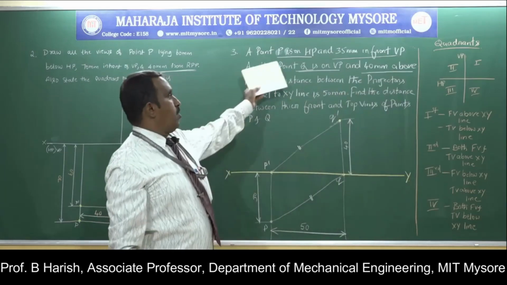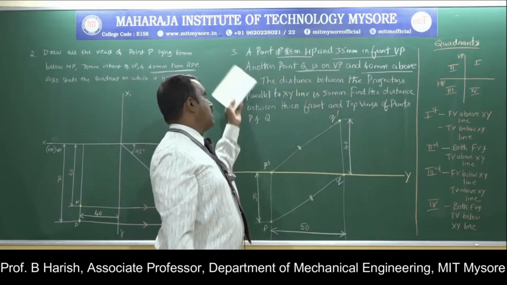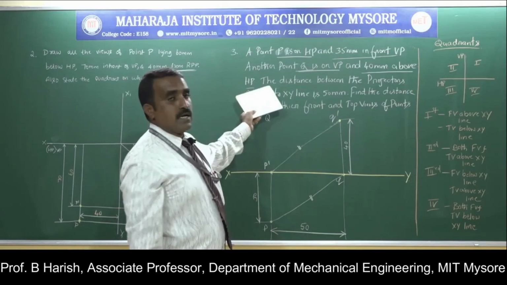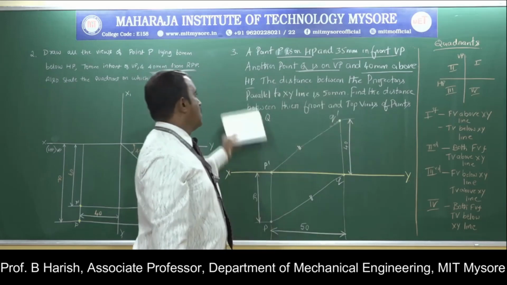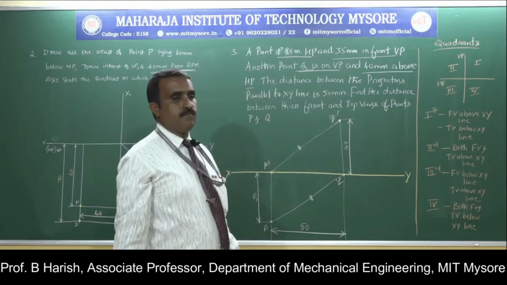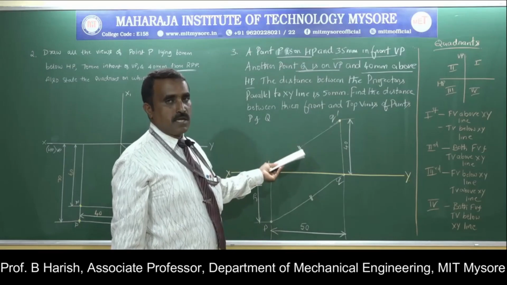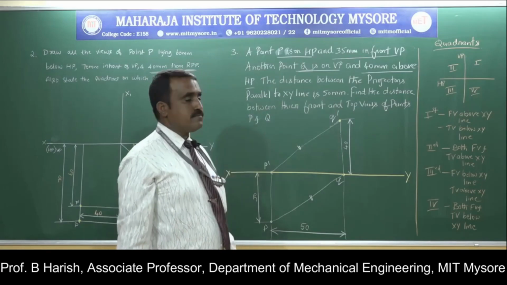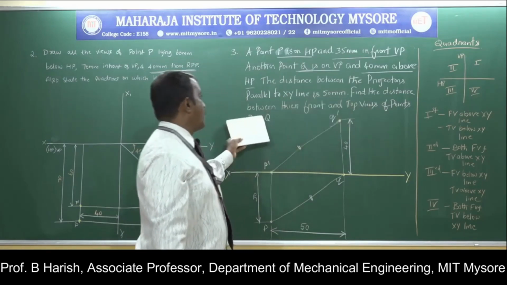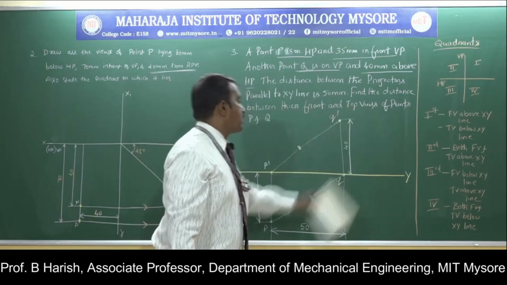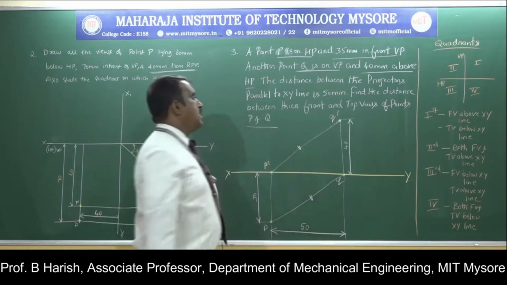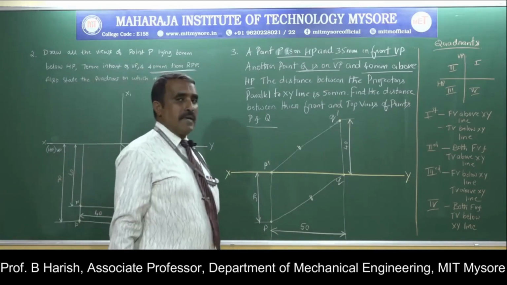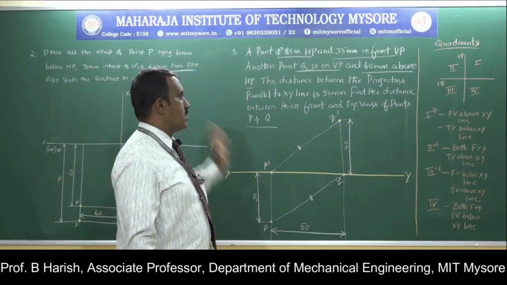Two points are given. One point P is 35 mm in front of VP, and another point Q is on VP and above HP. Then he says that the distance between the projectors parallel to XY line is 50 mm. This is one more new thing in this particular problem. Find the distance between the front and top views of points P and Q. That is how the problem is running.